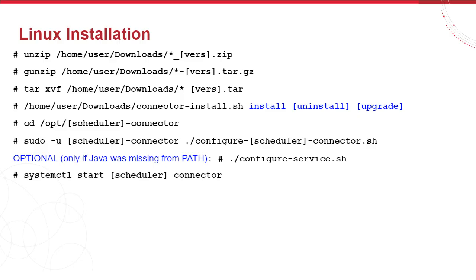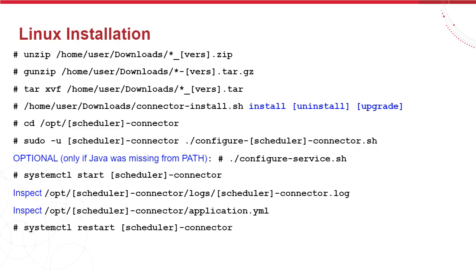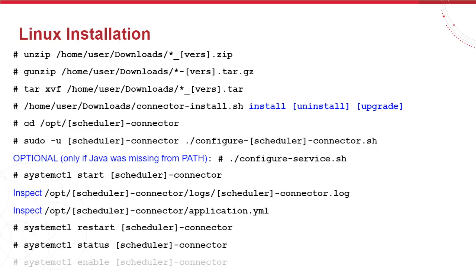As we did earlier, we can inspect the log. We can also look at application.yaml. You can restart the connector, check the status, and enable to set it to automated at boot.